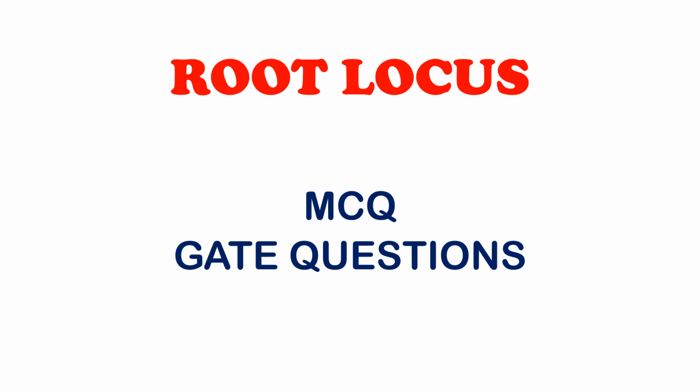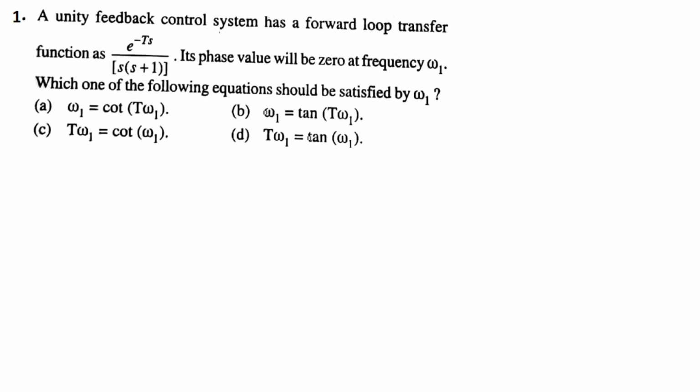In this video, I am going to explain important problems in root locus. Problem number 1: a unity feedback control system has a forward loop transfer function e^(-ts) divided by s into (s plus 1). Its phase value will be 0 at frequency omega 1. Which one of the following equations should be satisfied by omega 1?